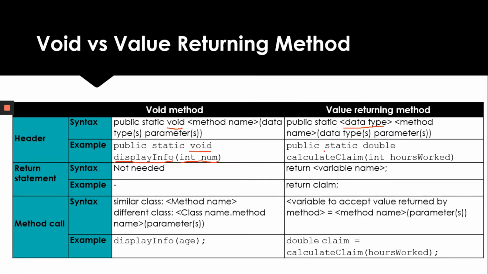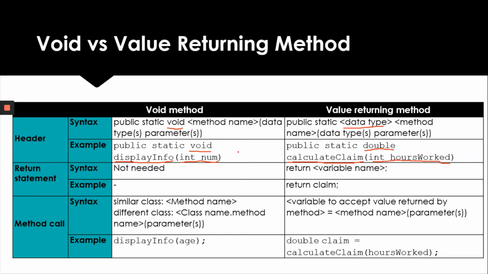For an example of a value returning method header, you have public static and then we have double here. Double is the data type that this method is going to return. Our method name is calculateClaim. Basically in this method, we are going to calculate the claim and return the value that we have calculated. Perhaps the claim is a double data type, so that's why you have the data type here as double. This method also has one parameter, which is an integer data type, named hoursWork. So it only has one parameter here.